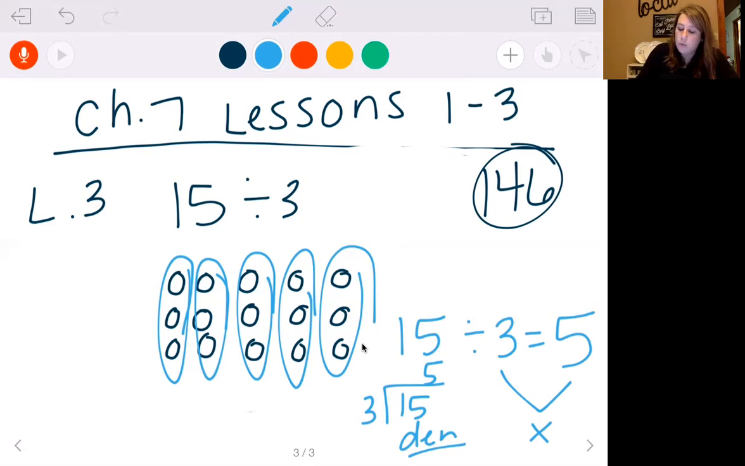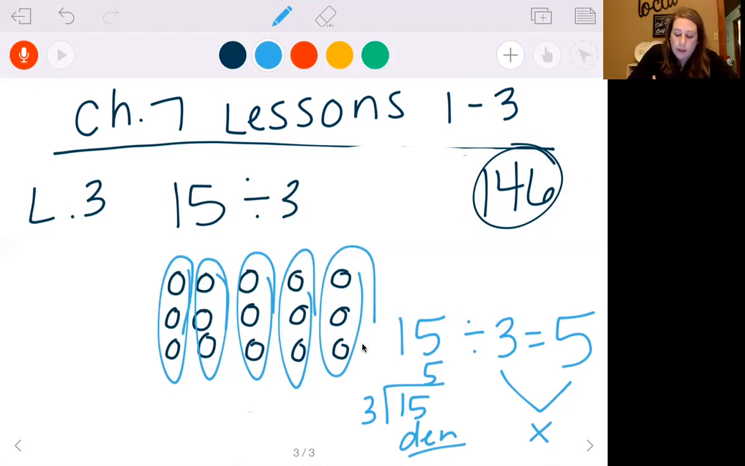What Miss Liz and I really want you to get right now is that you know what the divisor is, you know what the dividend is, and you know what the quotient is. We also want you to be able to use your multiplication facts to figure out what the division problem is.